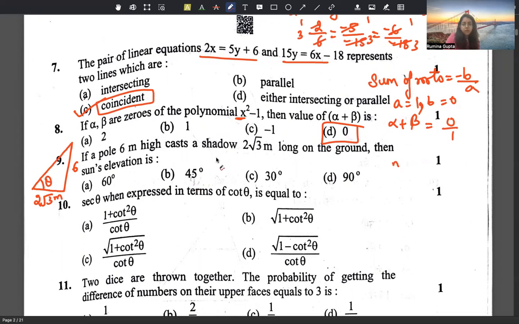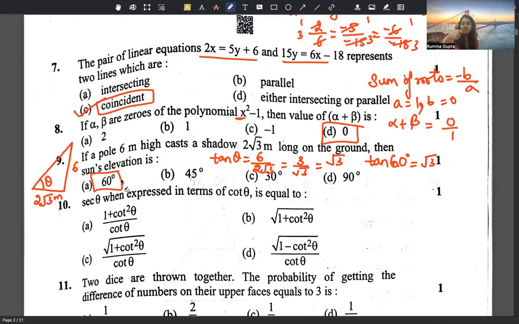So can I use the tan formula? So tan theta equals perpendicular upon base. So that is 6 upon 2 root 3. So you will get, just cut it, 3 upon root 3. Rationalize it, you will get root 3. So when tan theta is equal to root 3, that means I can say that tan 60 degree is equal to root 3. Clear? So that means theta is 60. That means option A is the absolutely correct answer over here.